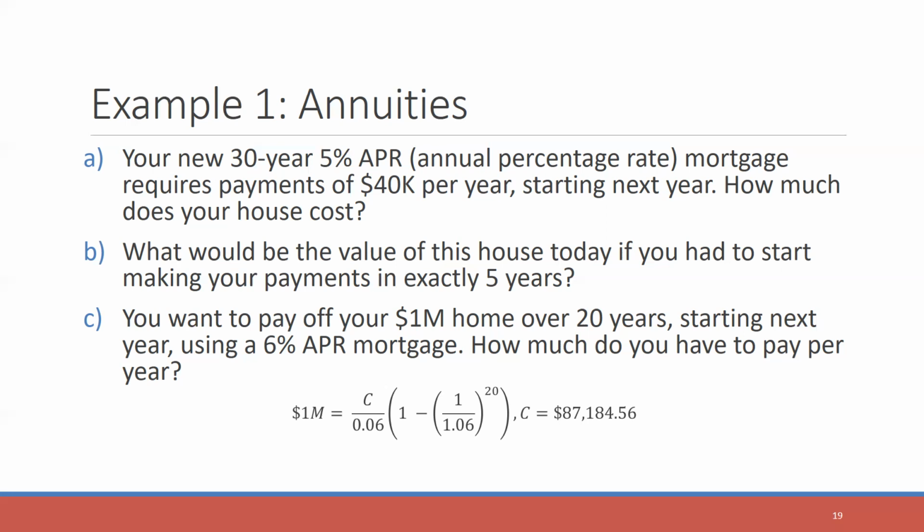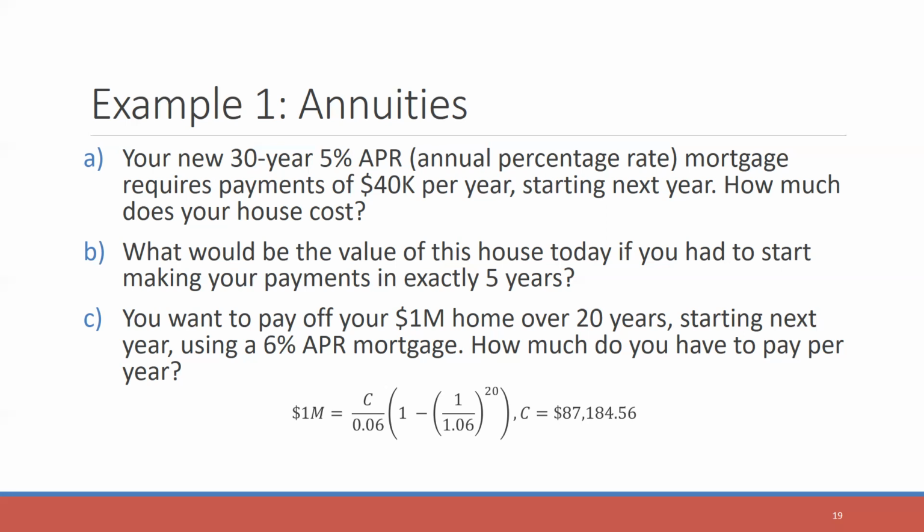If I want to calculate the value of the house, if I had to make payments in exactly 5 years, I'm actually not going to take that annuity and discount it by 1 plus R to the power of 5. I'm going to take that annuity and discount it by 1 plus R to the power of 4. Why? Because it already calculates the present value as if the payments start next period. So this is something that sometimes can trip us up, especially when we're thinking about discounting and all of it. So just be careful of that.